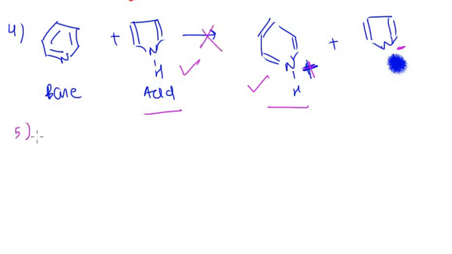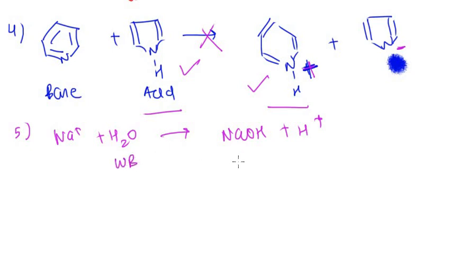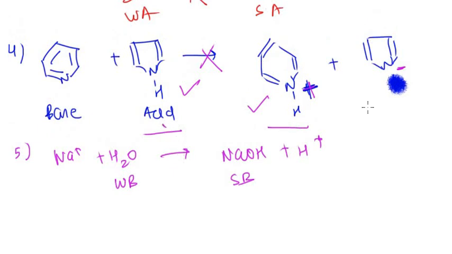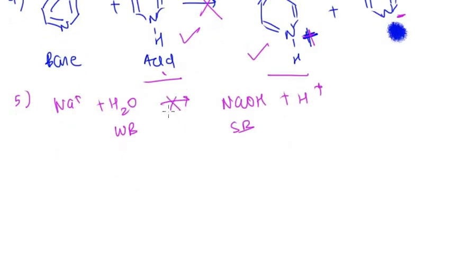I will take one more example. The Na plus, whenever it reacts with H2O, it will form NaOH and H plus. So sodium plus, whenever it reacts with water, water is a weak base and NaOH is a strong base. So again, a weak to strong reaction can't proceed. So this is also not a feasible reaction.